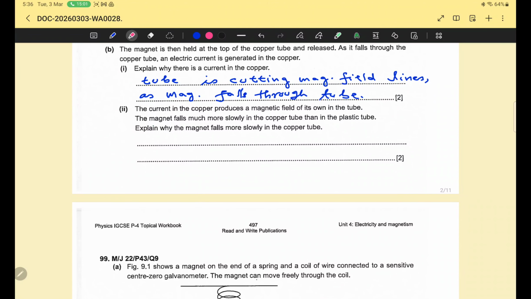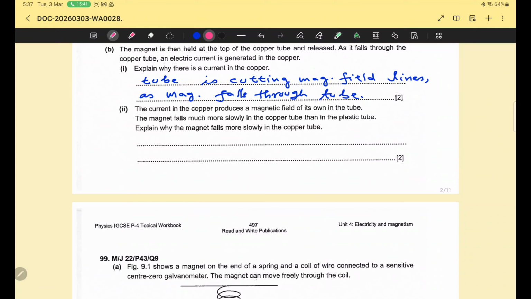According to Lenz's law, the question is, the current in the copper tube produces a magnetic field. This current is produced by the copper tube. When current is produced, then a magnetic field is produced around the tube. And this magnetic field will oppose the free fall motion of the magnet, which is not present in the plastic tube. That is why the magnet falls slowly in the copper tube. So the question is, explain why.